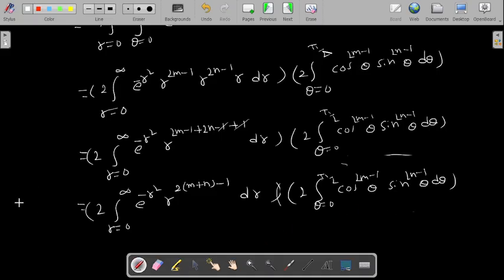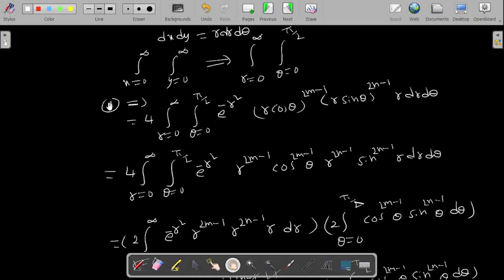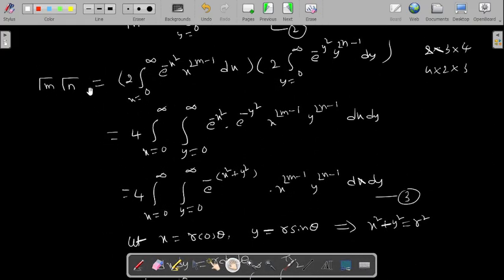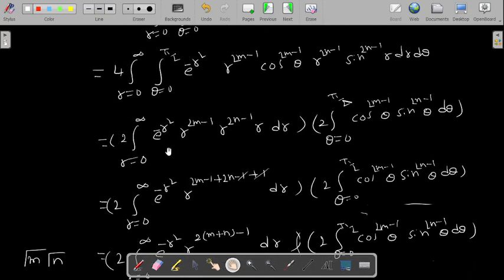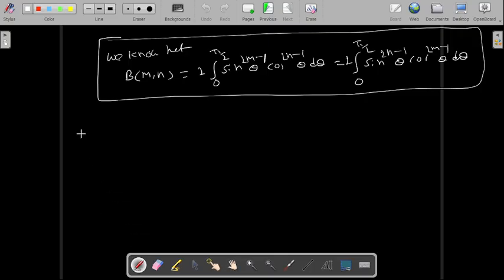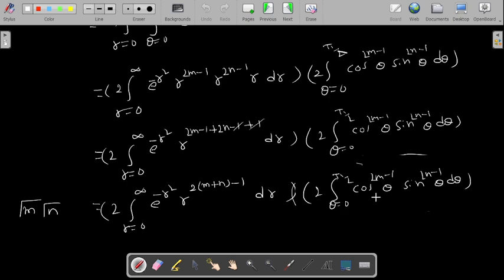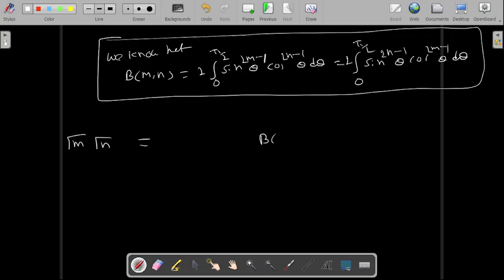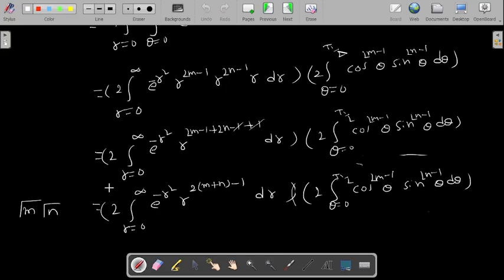On the left side we have gamma m gamma n. What do we have on the left? All of this is the product, gamma m gamma n. So gamma m into gamma n is equal to, gamma m into gamma n is equal to, what is this factor? This factor is beta of m comma n. Okay, beta of m comma n, we got that clear. Now what is this factor?